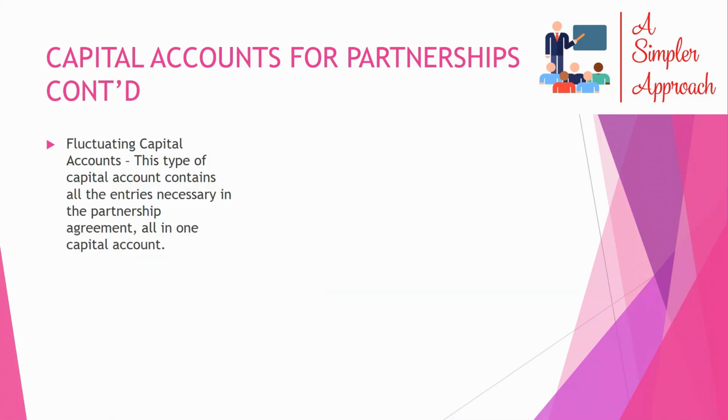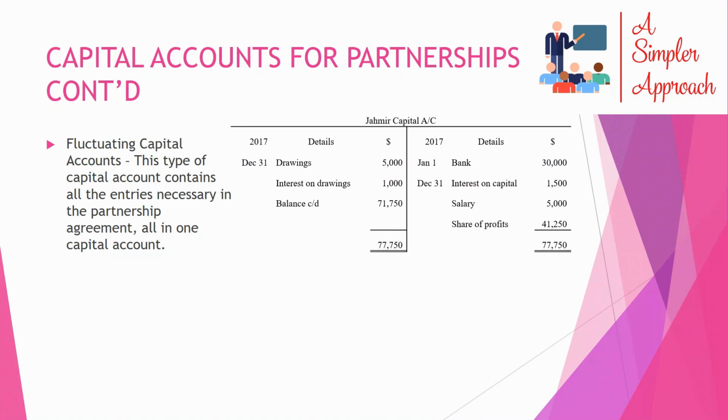The fluctuating capital account method is the method where all entries that are necessary for a partner are placed in one capital account. Everything in one place. This is Jameer's capital account. All entries relating to Jameer are in one place. This is his capital balance, 30,000. And everything else at the appropriate time is placed there. Now, this method is called the fluctuating method simply because the capital balance will change every year. When the account is being balanced, the balance on the account is going to change every time.